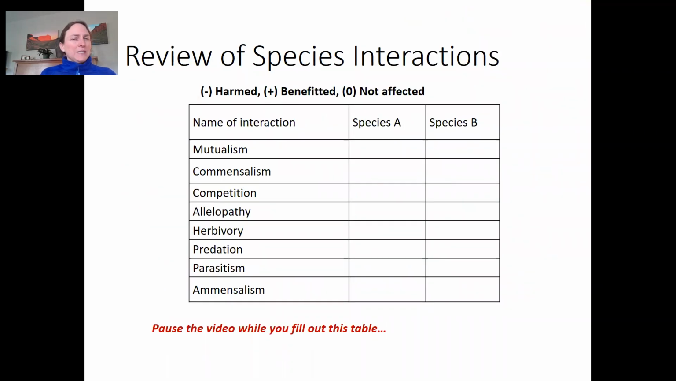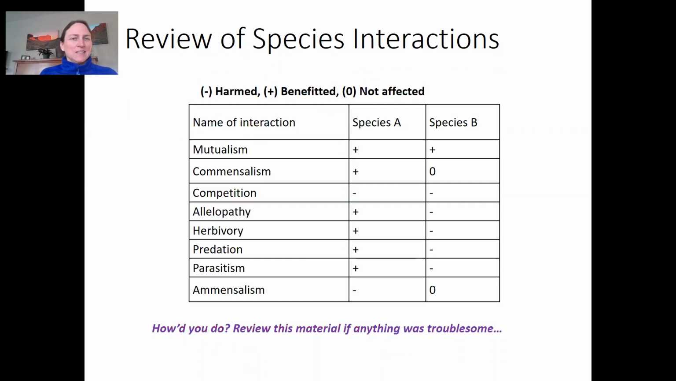So before we get into this, I just want to double check that you remember some of your basic species interactions. So maybe pause the video and try to fill out this table. Great. So now that you're back, how did you do?